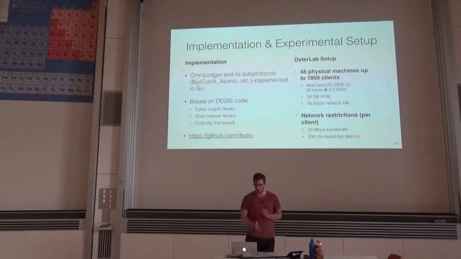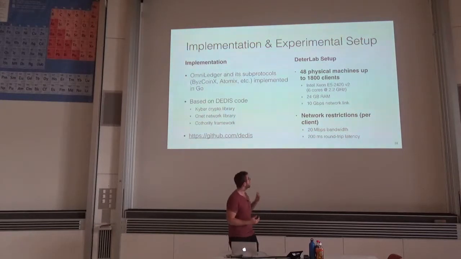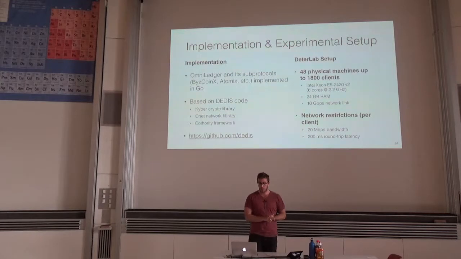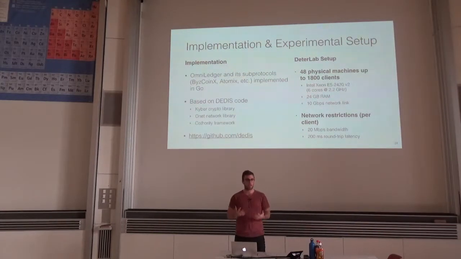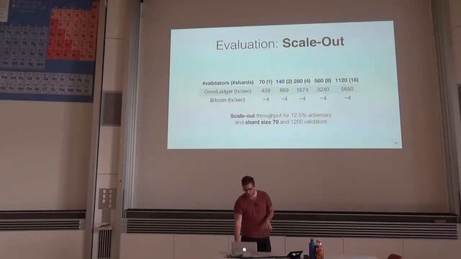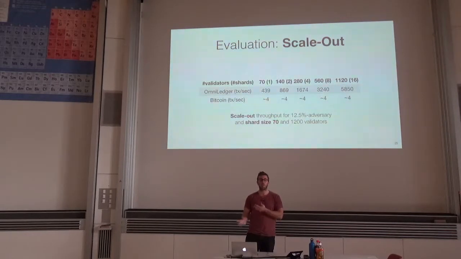So on the evaluation, I heard you also had some questions, and here are the exact deployment settings. We used up to 48 servers that are connected on DeterLab. But in order to make a realistic network, we actually imposed 200 megabits per second bandwidth per client and 200 millisecond round-trip latency per server, so that the network is actually close to what the internet provides right now. And first, we evaluated if the system scales out.